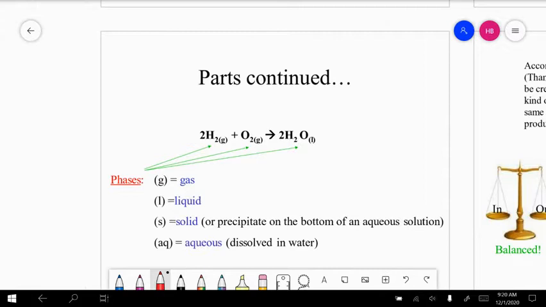These parentheses with the letters in them, after the compounds, in this case molecules, stand for the states of matter. So G is gas, L is liquid, S is solid, which is also the term we use for a precipitate. We'll learn what that is later. And a new one for you probably is AQ, meaning dissolved in water.